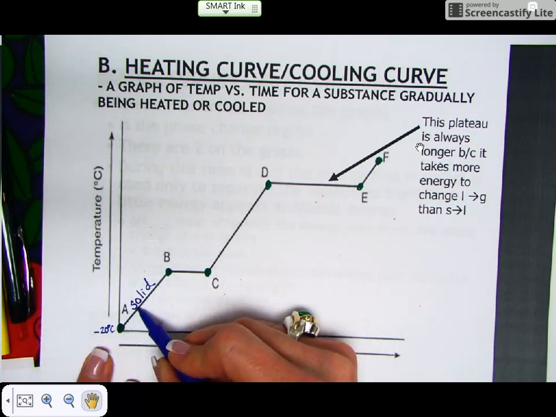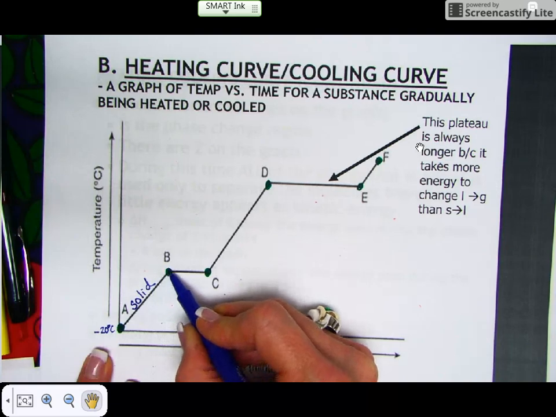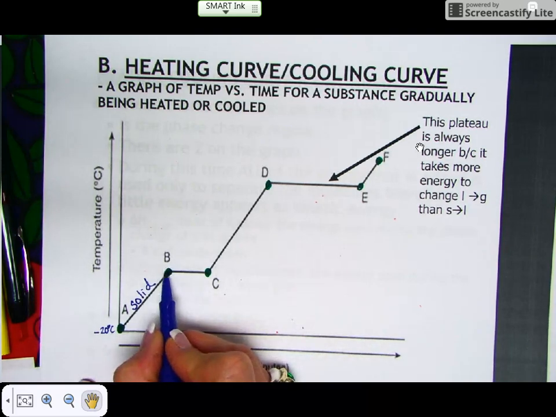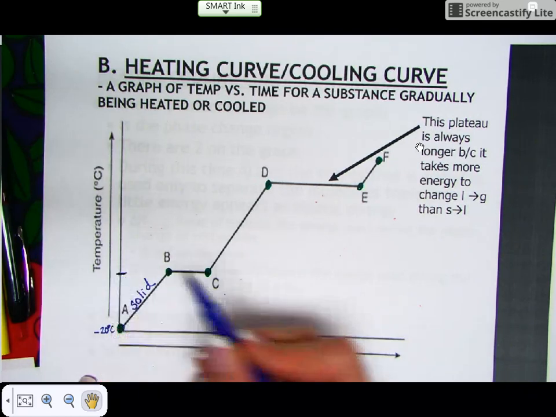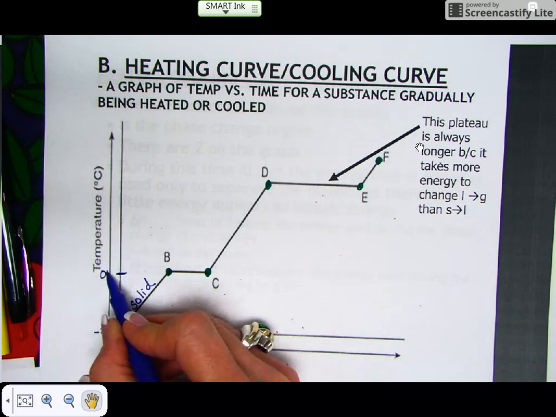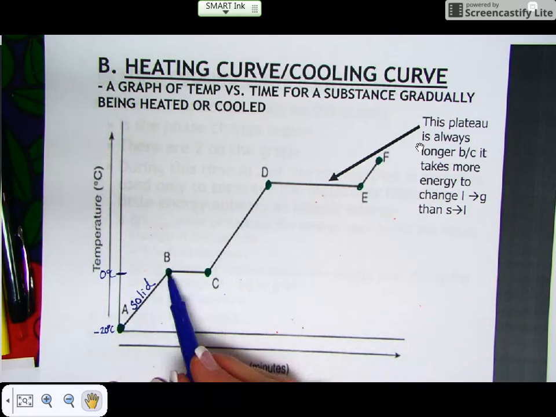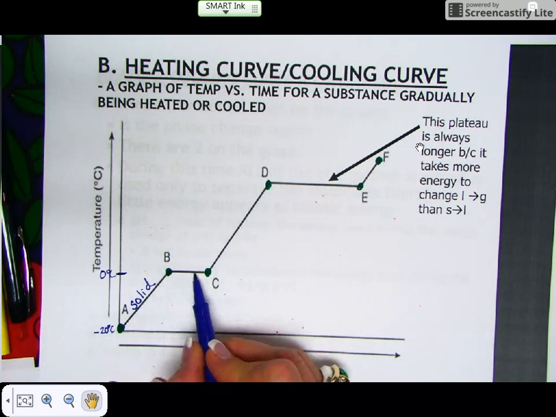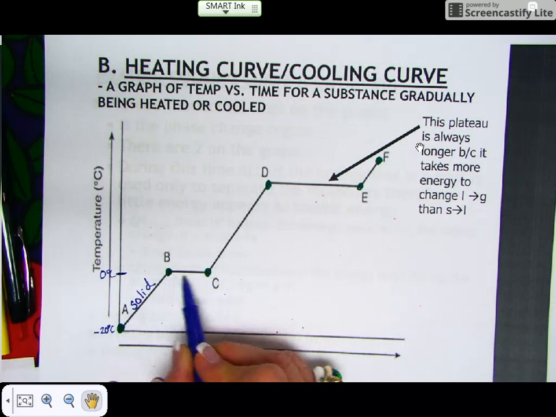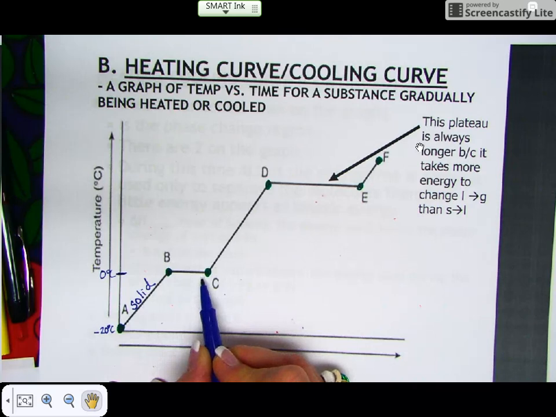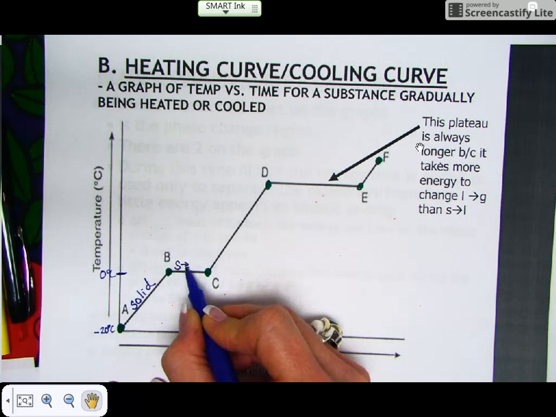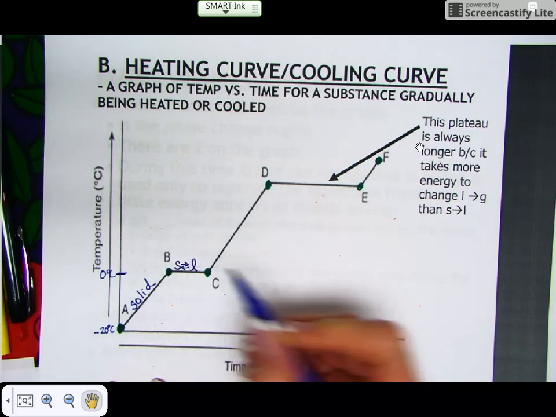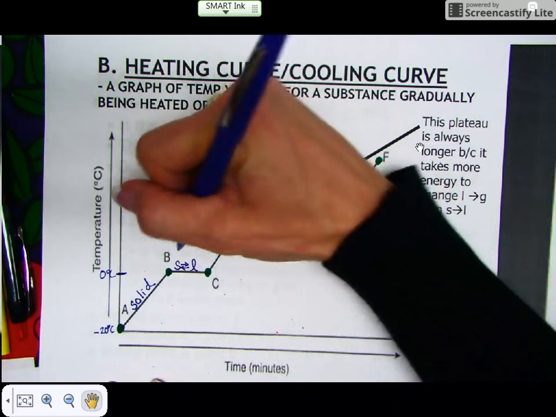Now, as the temperature increases, it's still a solid until it hits point B. If this were water, this would correspond to the melting point of water, also known as the freezing point of water, which is 0 degrees Celsius. This is the point where the substance starts to undergo a phase change. So this is a plateau. The flat regions on your heating curve are where the phase changes are taking place. So between B and C, you're going to have a solid in equilibrium with a liquid. That's where melting is occurring.